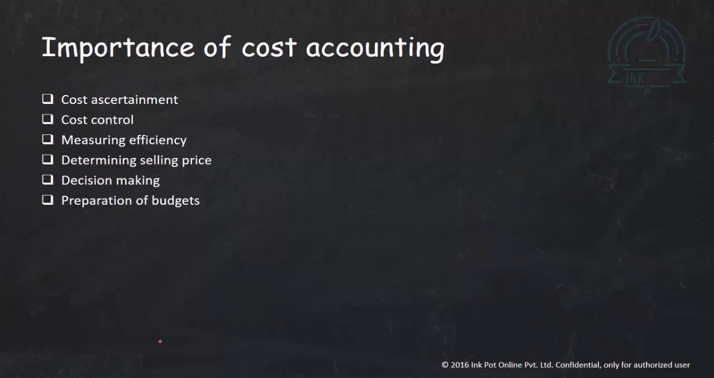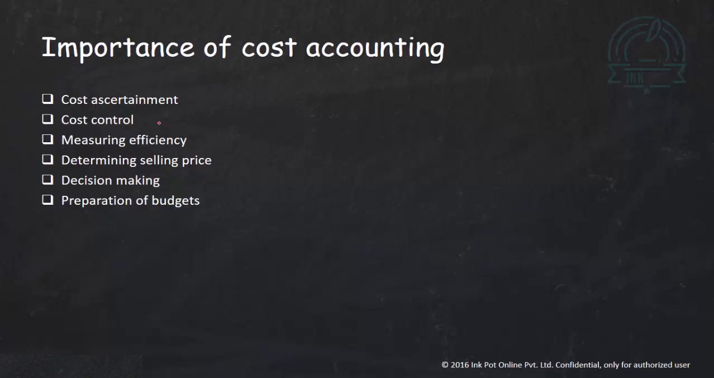Now, importance of cost accounting. This we have discussed earlier also. Cost accounting helps in cost ascertainment. We calculate the total cost of the product, which further helps in determining the selling price. Cost controlling: we have different techniques to control the cost. We have material controlling techniques wherein we control the cost of the material.